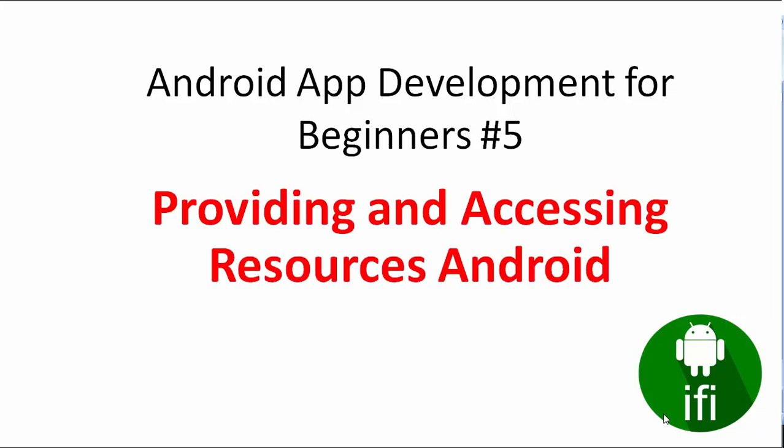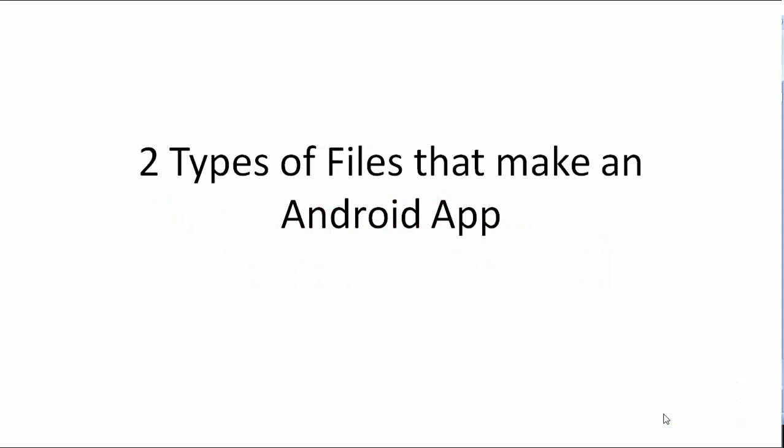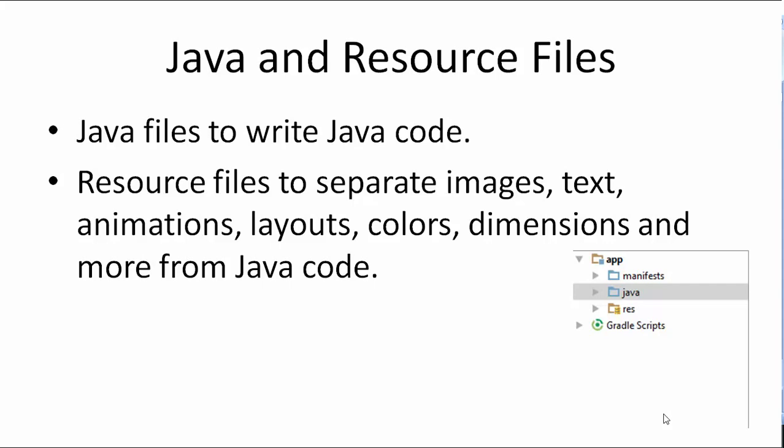In this video, we're going to talk about providing and accessing alternative resources in Android. An Android app mainly consists of two types of files, Java and resources. You use Java files to write Java code, like writing a method that determines what happens when you click a button. You use resources to separate images, text, animations, colors, dimensions, layouts, and much more from Java code.